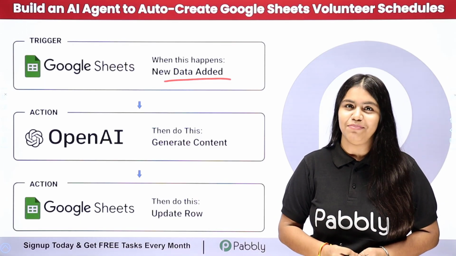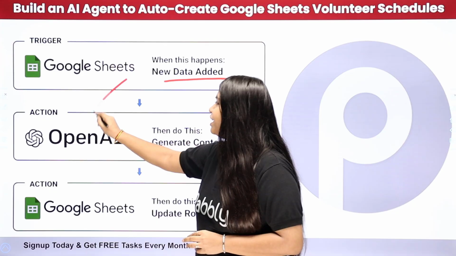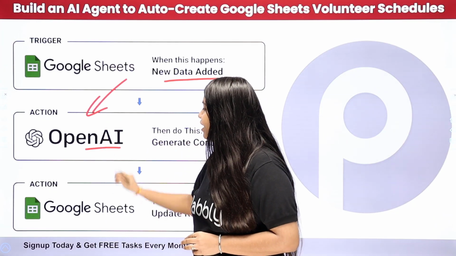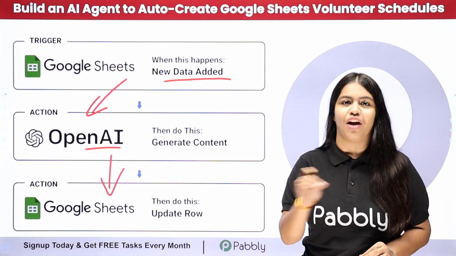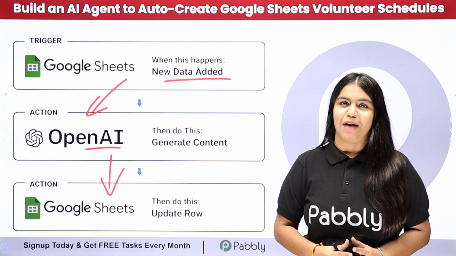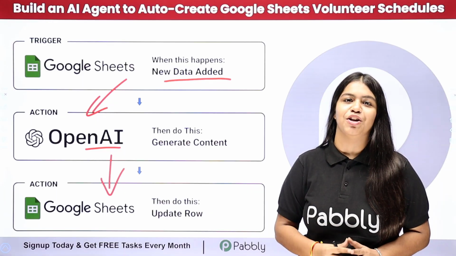So to do this, we are simply going to create a connection between Google Sheets and my AI agent, which is OpenAI, and then Google Sheets. And to create this connection without knowing any programming or coding language, we are going to use Pabbly Connect. It is an amazing automation software.